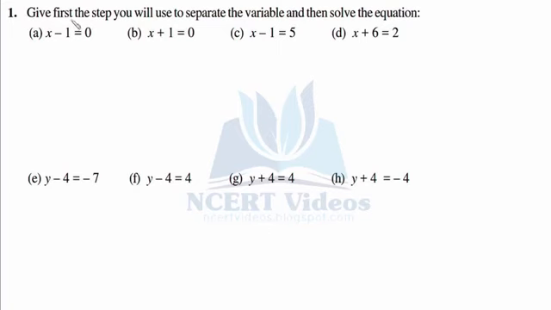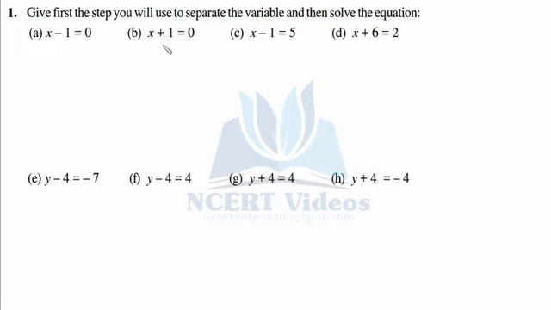Question first. Give first the step you will use to separate the variable and then solve the equation. So these are the following equations from A to H. Now what we have to do in this, first of all, is separate these variables. We have two variables, x and y, and we have to separate them first of all.